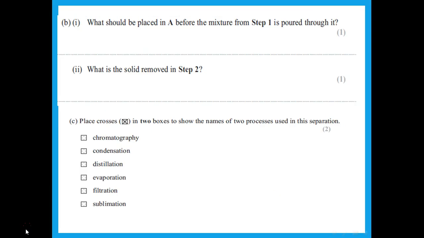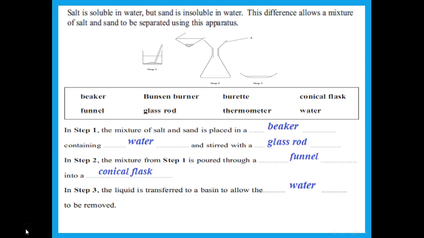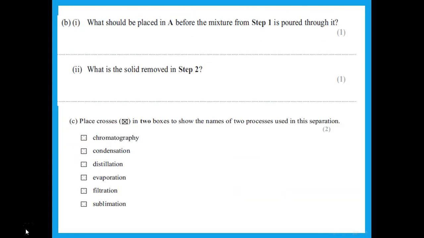Okay? What should be placed in A before the mixture from step 1 is poured through it? What is A? A was the funnel. What should I put in the funnel before I can pour the solution through it? I have to put a filter paper. What is the solid removed in step 2? So what is the solid that will remain in the filter paper? It's the sand that does not dissolve.